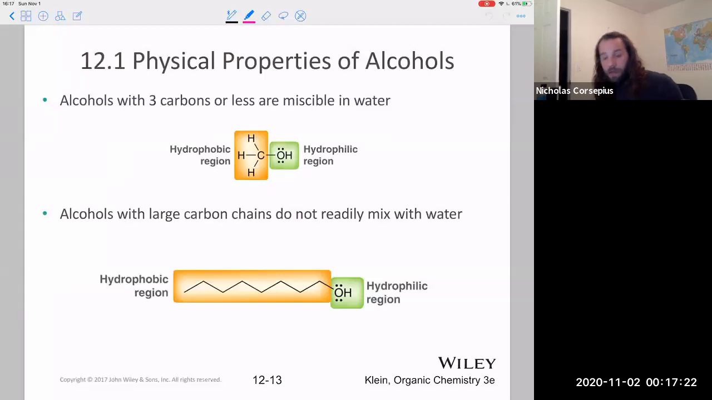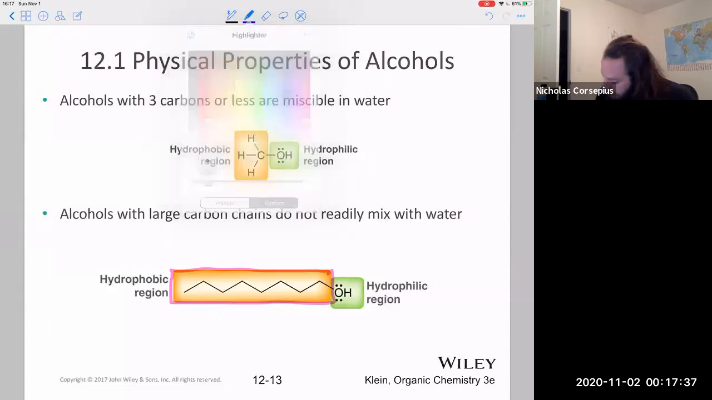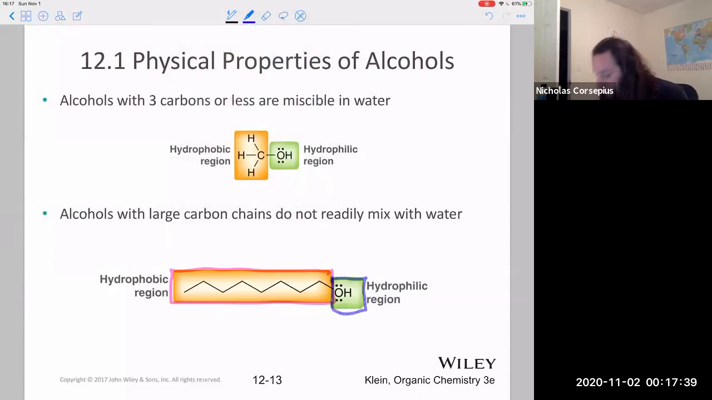That means that most alcohols have these kind of dueling parts of them, right? So if we take something big like this, you have one half that's this big hydrophobic region. It consists of just hydrogens and carbons, no polar bonds there at all. And then the other half of the molecule is that very polar hydroxyl group.